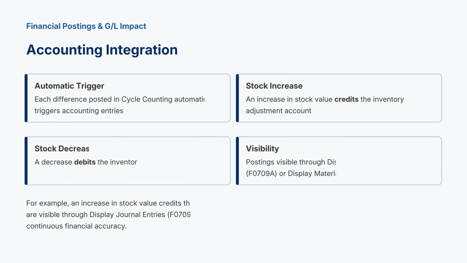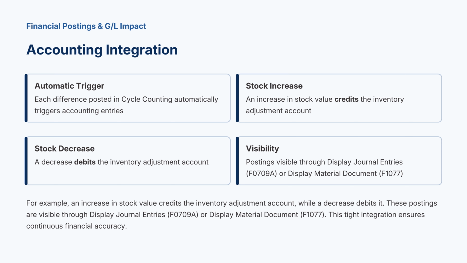Financial postings and GL impact. Each posting affects valuation and updates the general ledger. An increase in stock debits inventory and credits the adjustment account. A decrease does the opposite. These entries can be viewed using Display Journal Entries, F0709A, or Display Material Document, F1077. This integration maintains financial transparency without separate reconciliation steps.